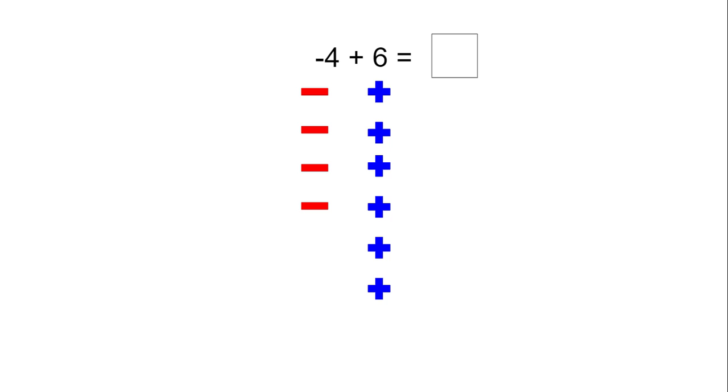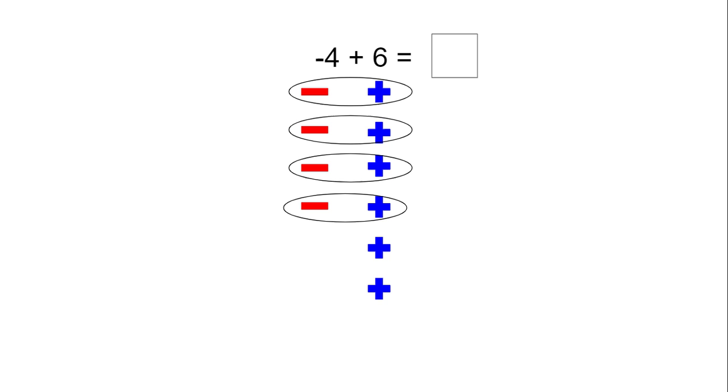So now I'm going to pair up as many as I can, one positive with one negative. So I have 4 groups of one positive and one negative, and each of those pairs makes 0. And after I have removed all of my 0 pairs, I have 2 positives left over. So my answer to -4 plus 6 is +2.